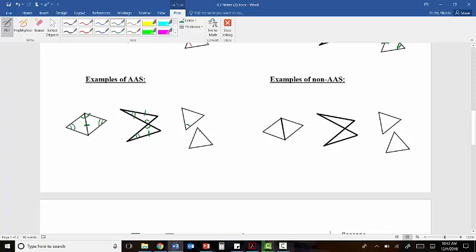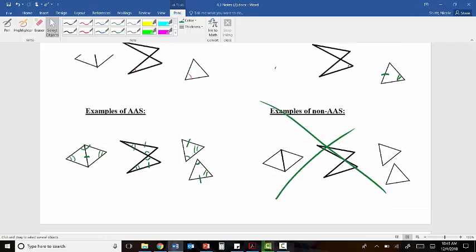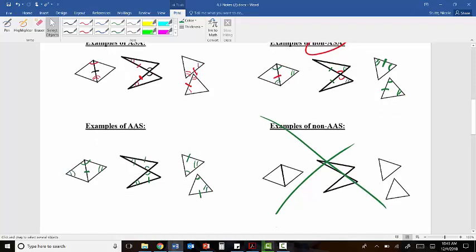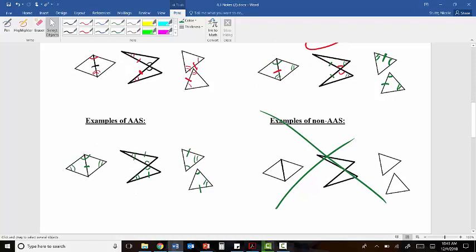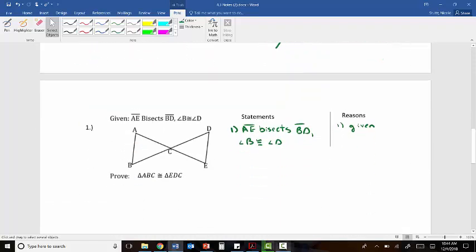I would have to put all the markings in. So I might put them here, here, and one right here, and one right here. So all of these are angle, angle, side. We're not going to do this part just because everything that's up here, I would just copy down to here. So these are all non-examples of angle, angle, side as well.